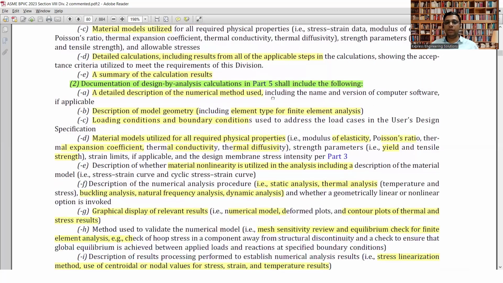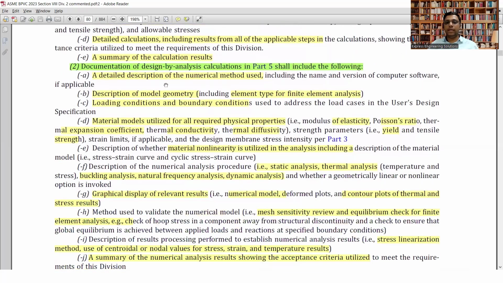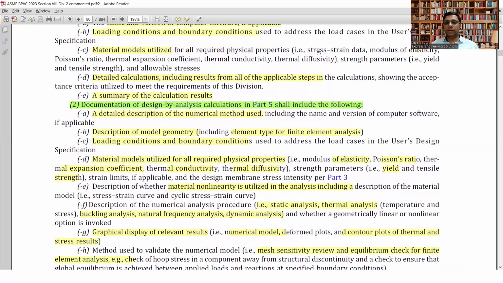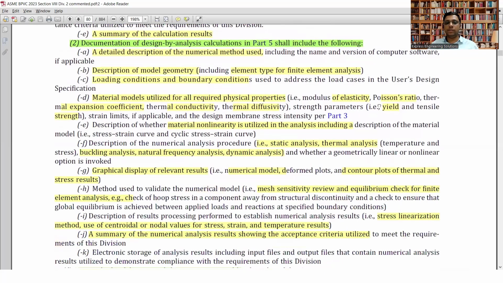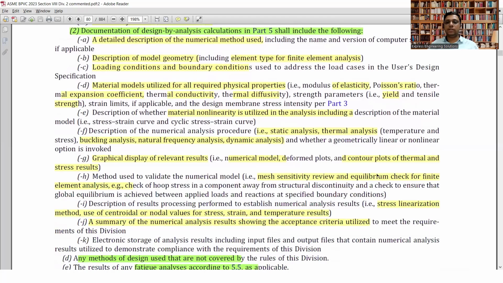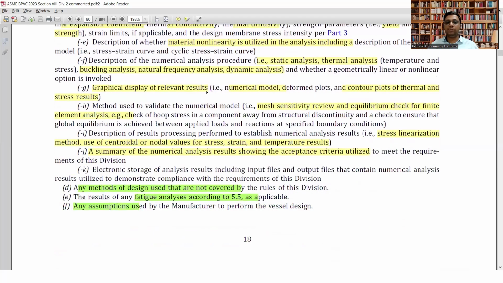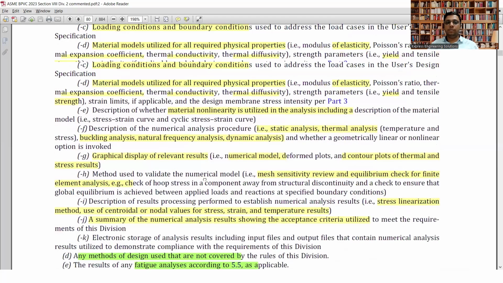If as per Part 5, then if any FEA is required, which is not given or the rules are not given as per Part 4, for that if there are any Part 5 or FEA requirements, or if any fatigue analysis is required, all those reports need to be specified under this, the Part 5, right?